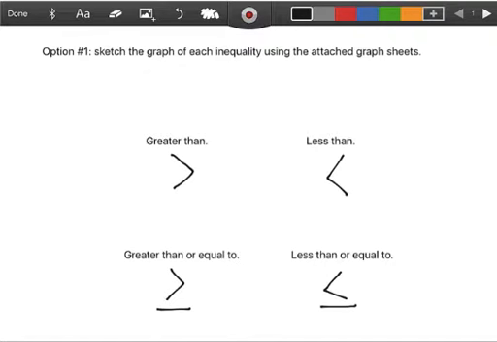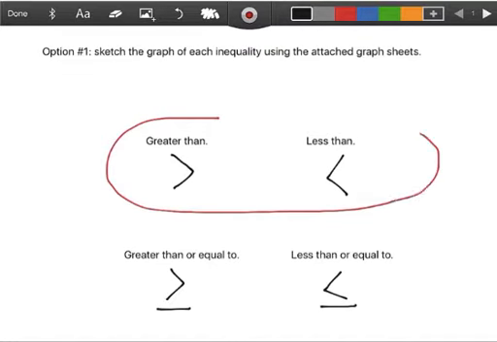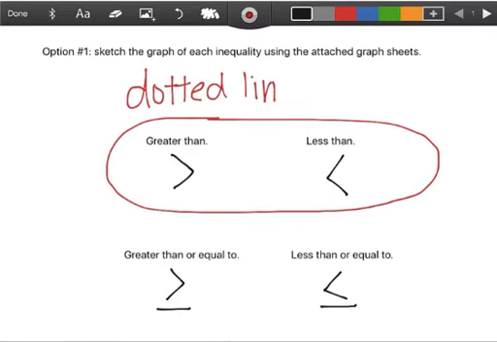Alright, so here we have the inequalities again. Now, if it is a greater than or less than symbol without the equal to line underneath, this means that we will draw a dotted line. That's important. We have to draw our line correctly. If I have my coordinate grid and I have one of these symbols, I cannot draw a solid line. That does not work. What we have to do if it is a dotted line is draw a line dotted as so.